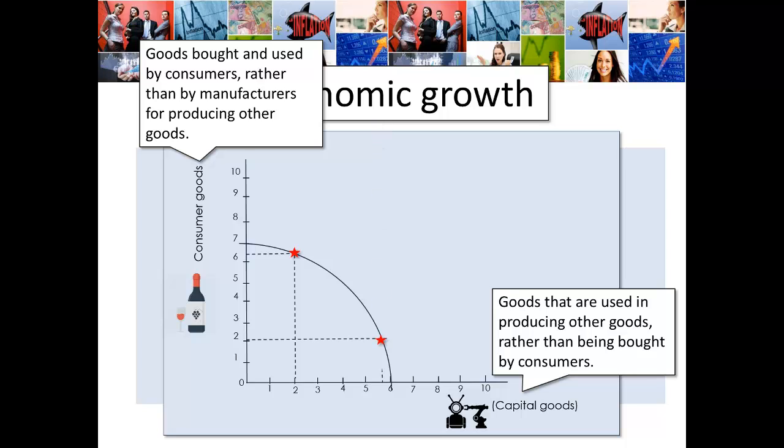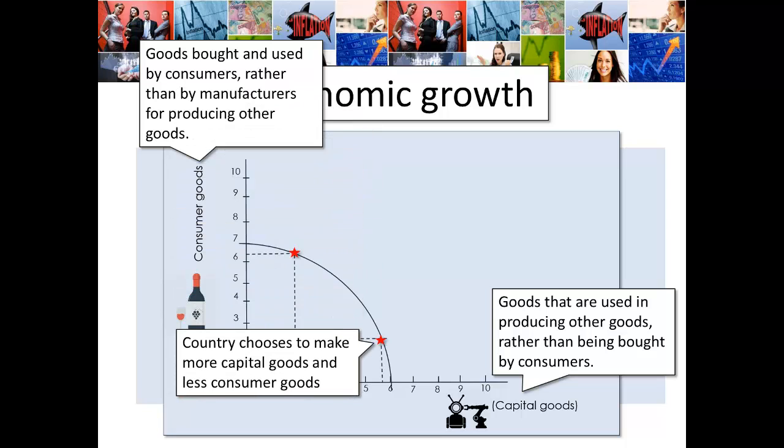So if an economy invests heavily in developing capital goods, the opportunity cost of that, of course, is having less satisfied consumers because fewer consumer goods are being produced. So the country can choose to make more capital goods and less consumer goods. And because capital goods are those goods that are used to produce other goods and services, then in the future this economy's output is going to increase dramatically. And if the value of goods and services that an economy produces increases over time, that's called economic growth.